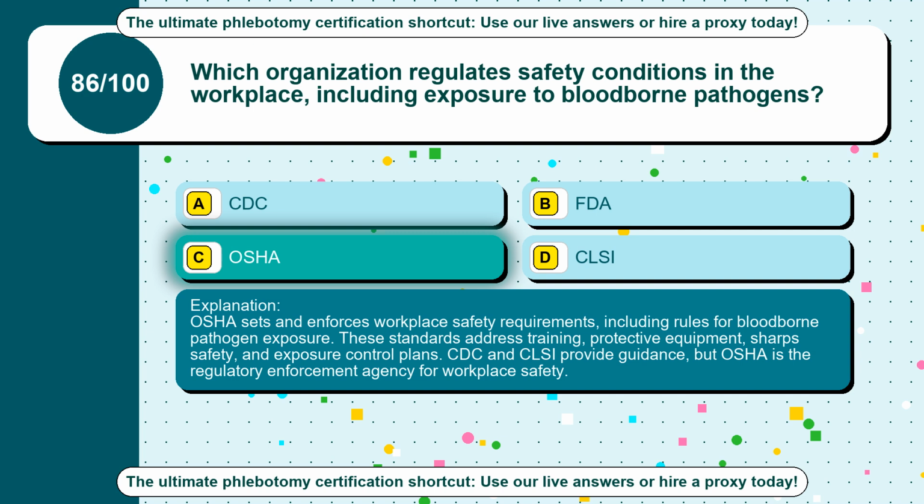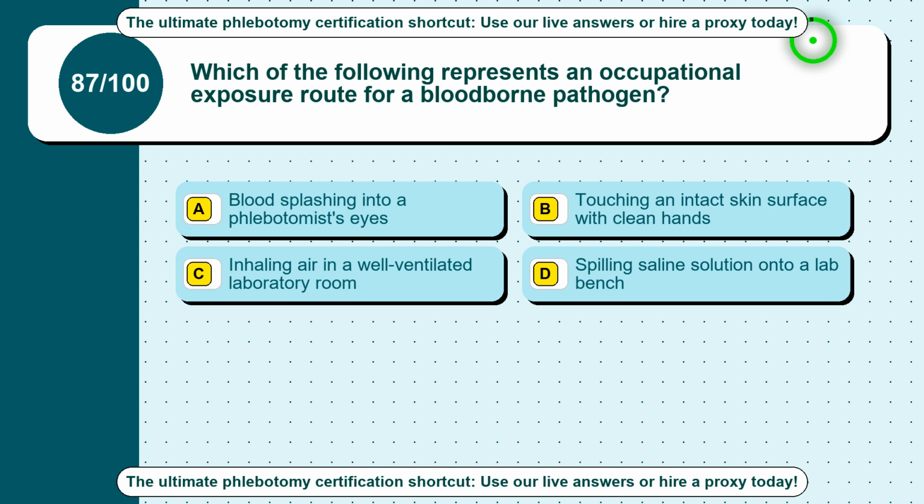These standards address training, protective equipment, sharp safety, and exposure control plans. CDC and CLSI provide guidance, but OSHA is the regulatory enforcement agency for workplace safety. Question 87. Which of the following represents an occupational exposure route for a blood-borne pathogen?